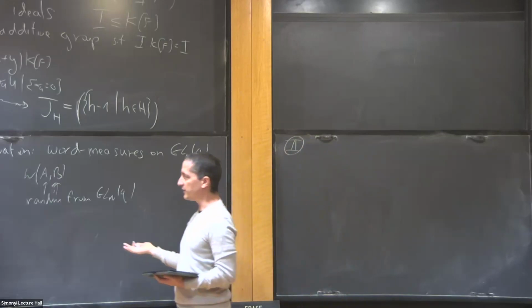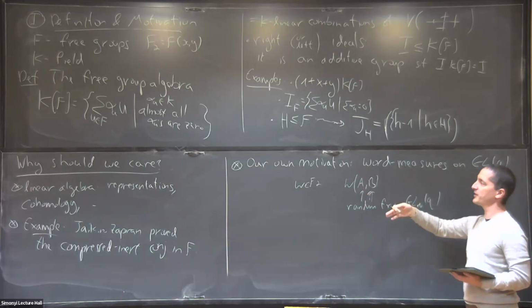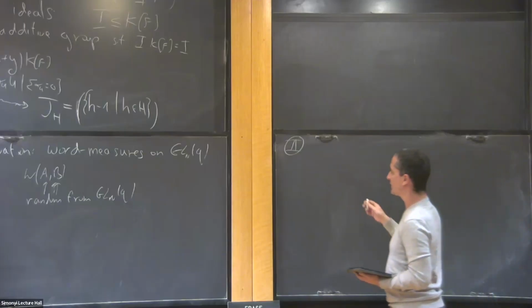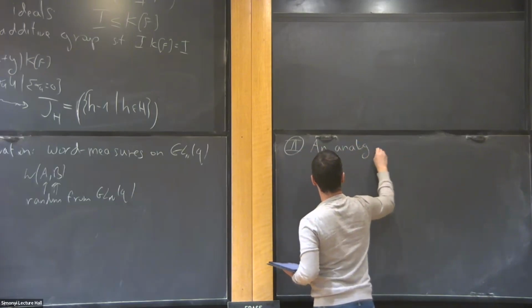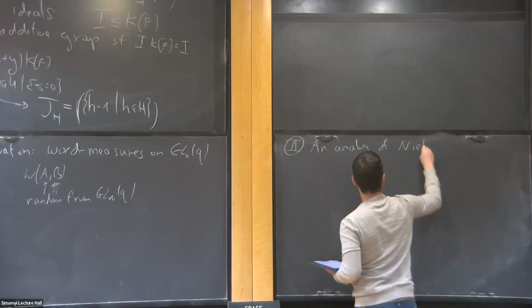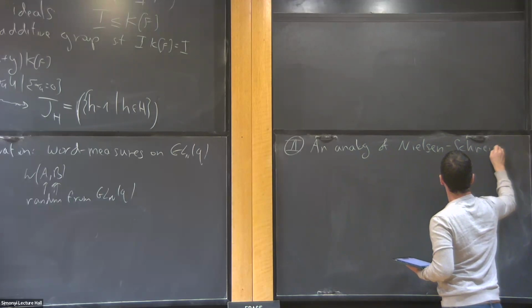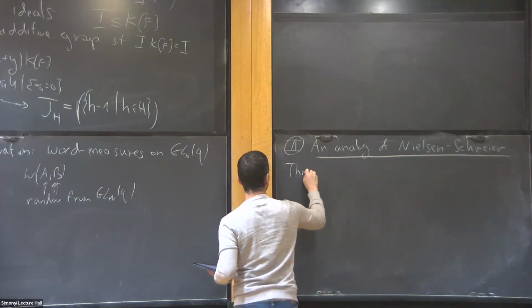When I first arrived at thinking about free group algebras from here, I didn't know much about it. So I assume at least some of you don't know that there is actually an analog of Nielsen-Schreier. So let me first remind you what Nielsen-Schreier is.